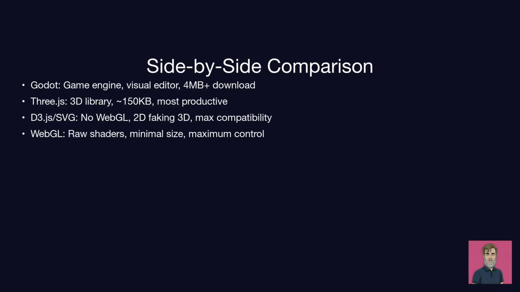Looking at these side by side, there's no single winner. Godot is fastest to build but heaviest to deploy. Three.js balances power and convenience. D3 is lightweight but limited to 2D tricks. And raw WebGL gives you complete control, but demands you understand everything about graphics programming.